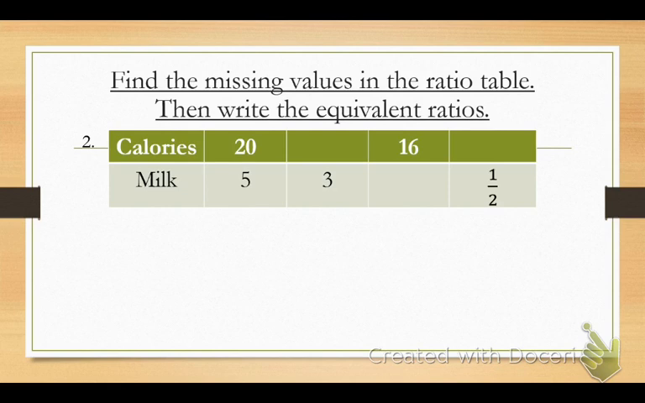This next problem says to find the missing values in the ratio table, then write the equivalent ratios. That's super similar to what we have done on the previous tables today, but there's one thing that's missing on this table from all the other ones. What is missing on this one? What is it, guys? The value of the ratio.